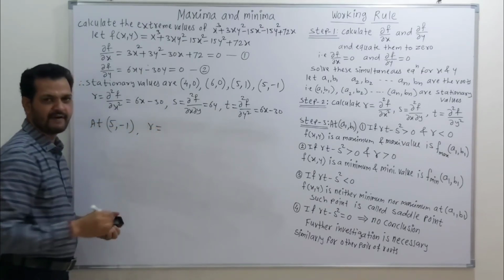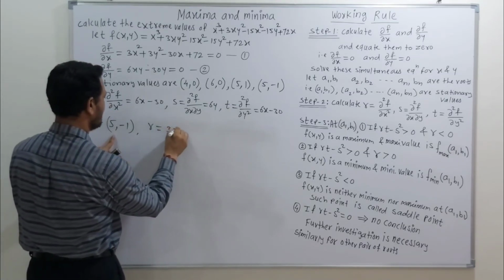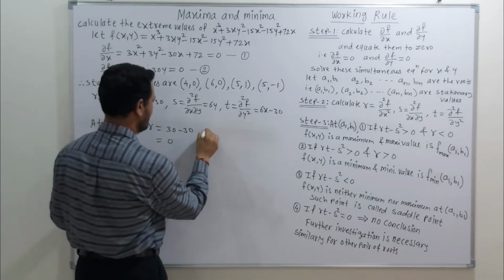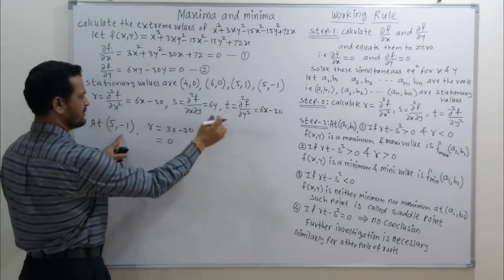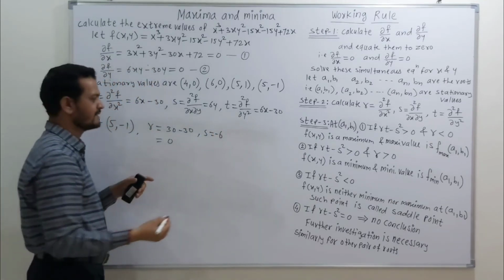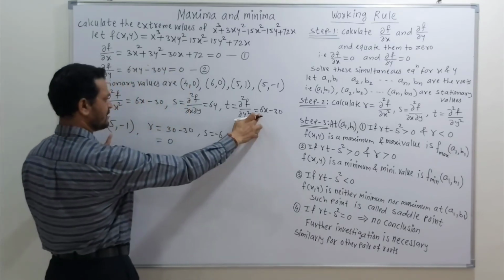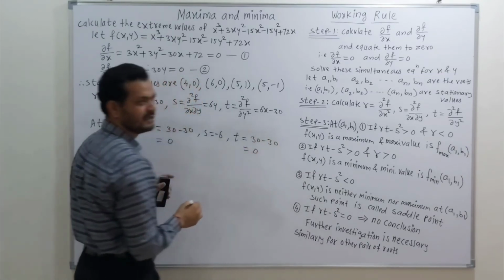Again find the value of r. So value of r is again 6 5s are 30 minus 30. So value of r is 0. So now calculate the value of s. This is 6 into y. So 6 into y is minus 1. That means this is minus 6. Then again calculate the value of t. So 6 5s are 30 minus 30. So this value is 0.